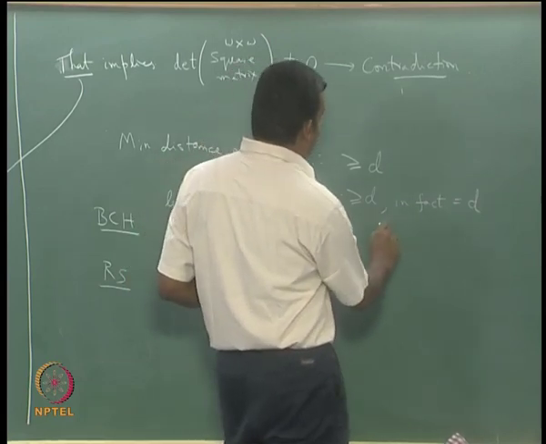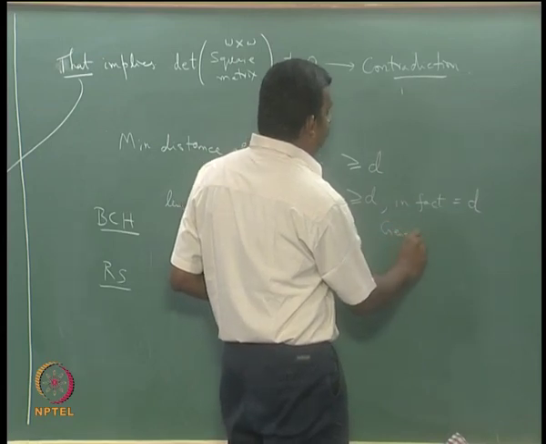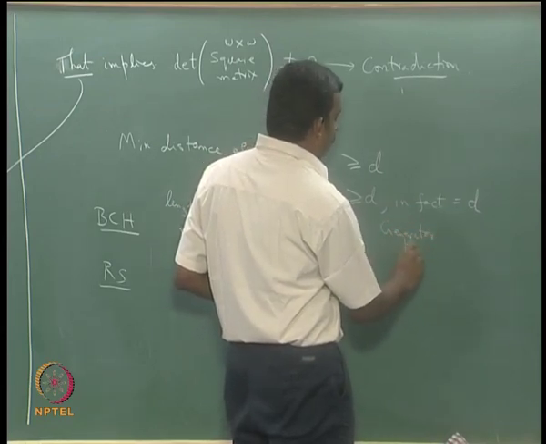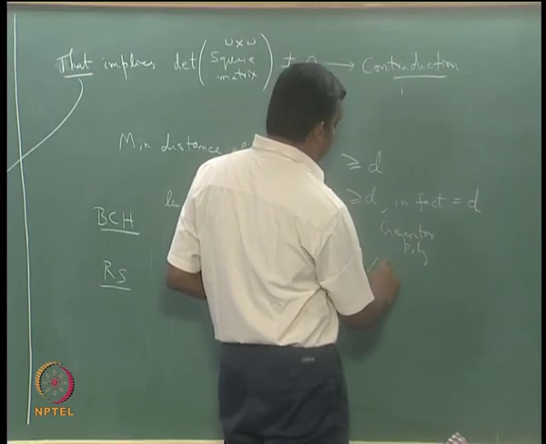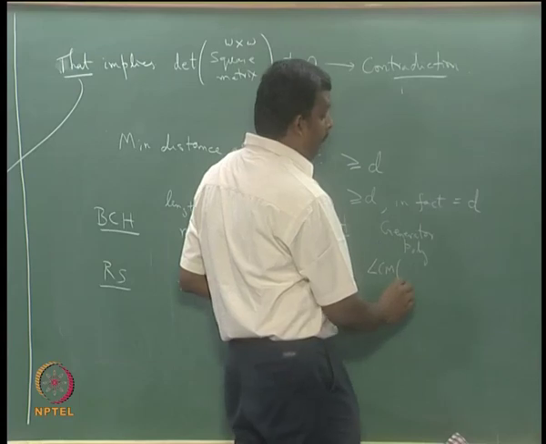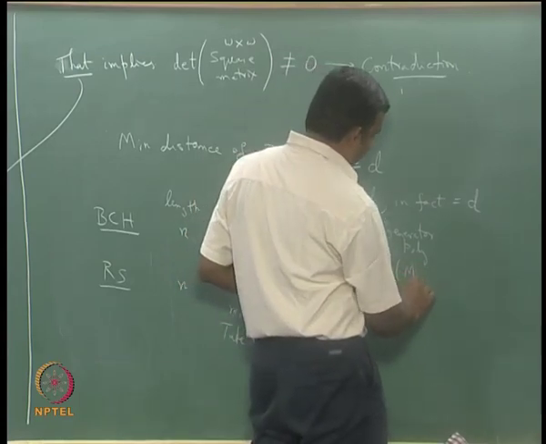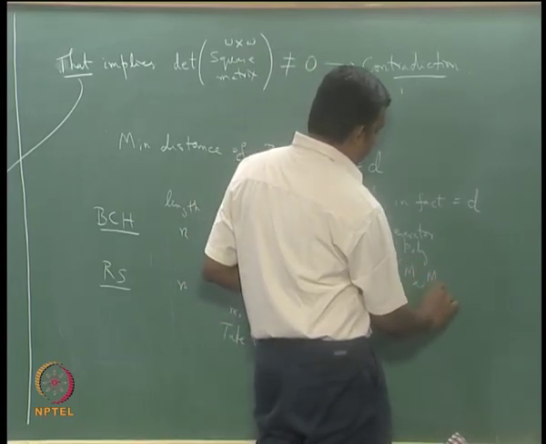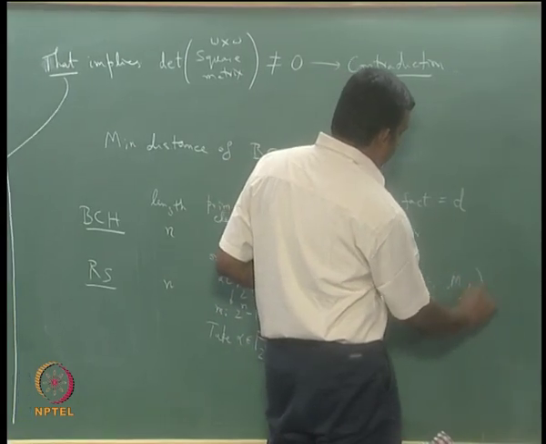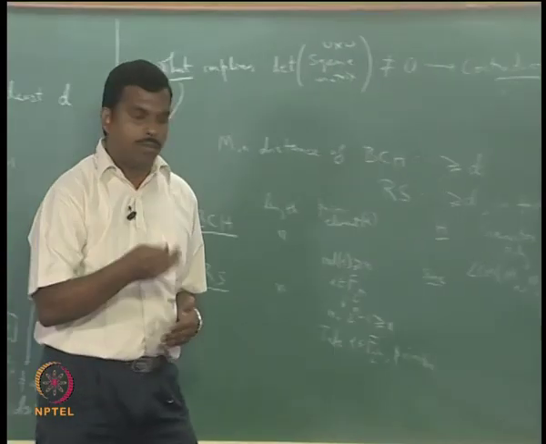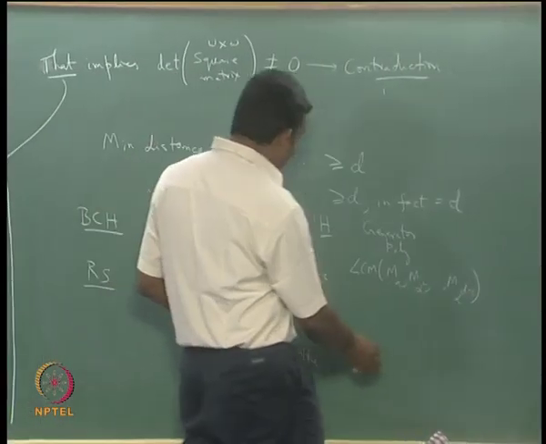But what happens to the generator polynomial? For BCH you have the LCM formula. For Reed-Solomon, what do you have?